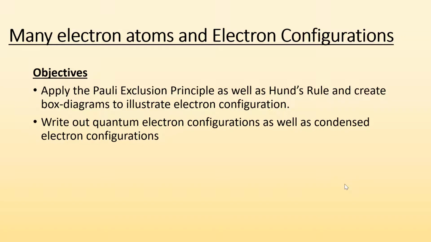Mr. Donahue here again. This time we're going to take a look at the many electron atoms and electron configuration. So our objectives will be to apply the Pauli Exclusion Principle as well as Hund's Rule and create box diagrams to illustrate electron configurations, as well as write out quantum electron configurations as well as condensed electron configurations. So a little bit to tackle here.